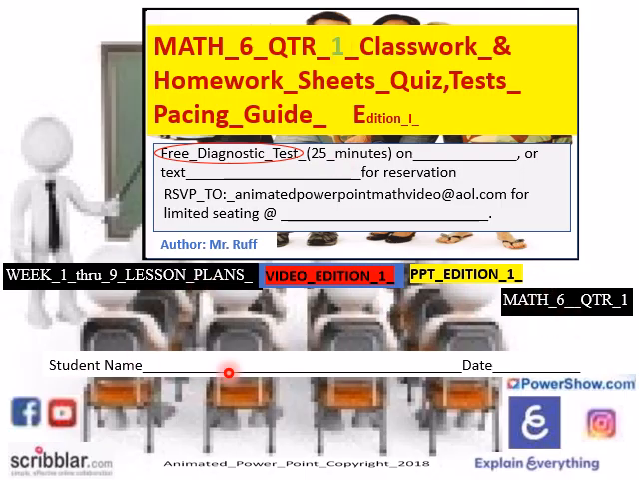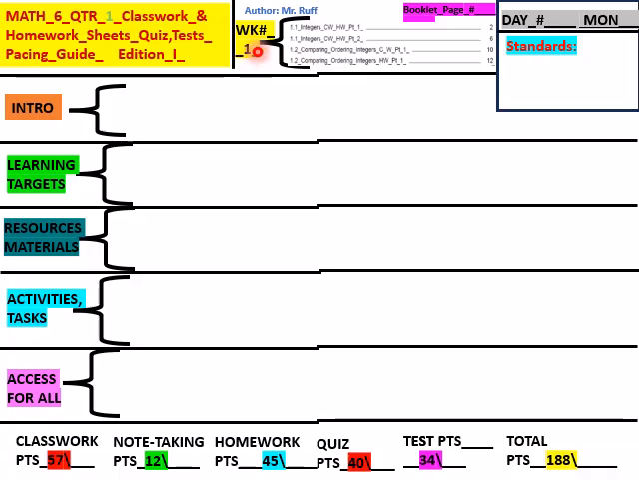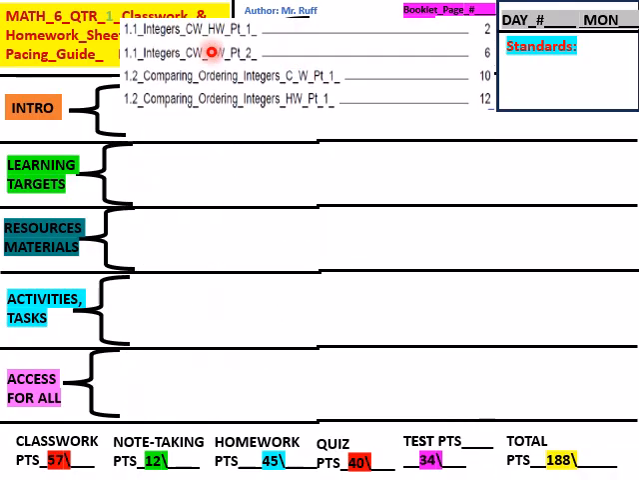Students, name, date here. On here, lesson plans, Math 6 Quarter 1 classwork, homework sheets, quizzes, tests, pacing guide for week 1. And we start out here with 1.1 integers, classwork, homework part 1, part 2. 1.2 comparing and ordering integers, classwork part 1, homework part 1.